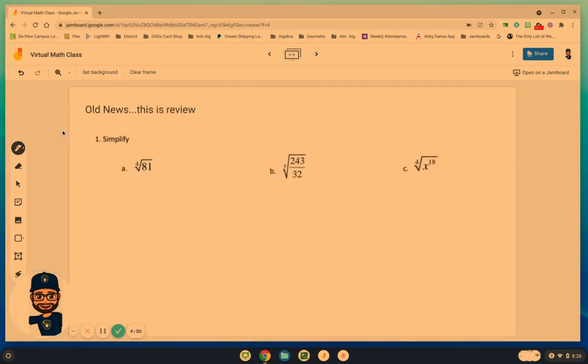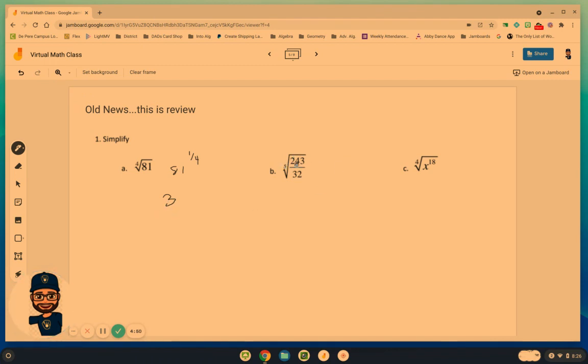All right, so here are three what I'll call old news review problems. See if you can simplify those three. All right, the 4th root of 81, again, that's like looking for 81 to the 1/4. So what number times itself 4 times? Well, that would be 3.